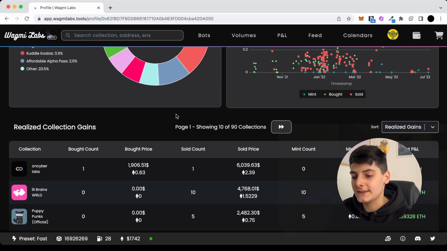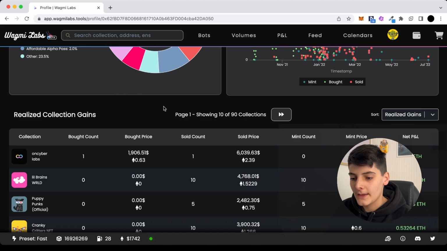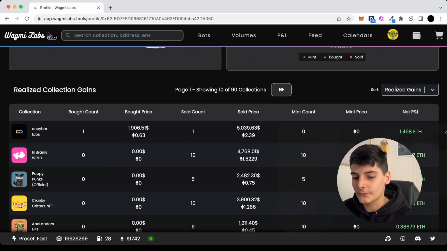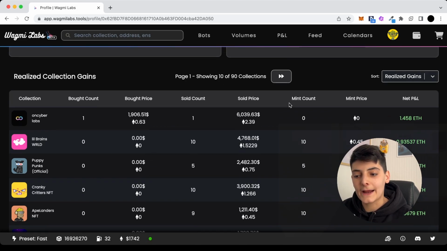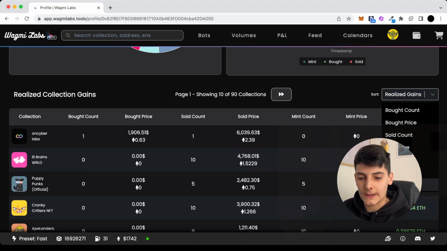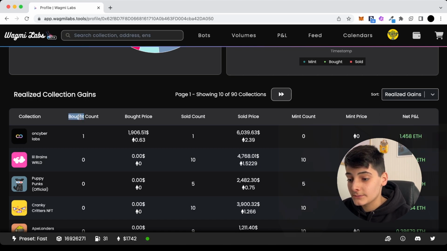And the third chart is a realized collection gains chart that basically shows us the realized gains and some extra information on all collections that we've traded in our wallet. Here we've sorted for realized gains, but we can sort for other stats as well. And the information mainly displayed is, well, the collection, the bought count, if we have bought any on secondary market, the bought prices, sold count, sold price, and then mint count and mint price.